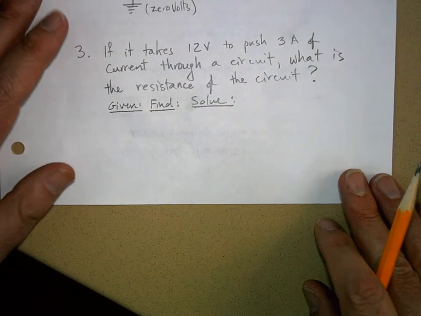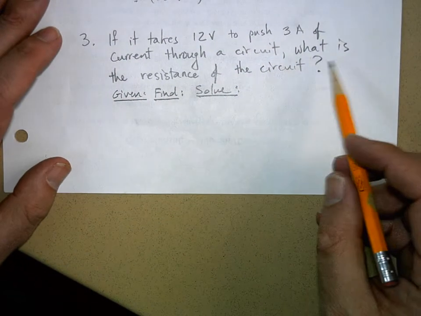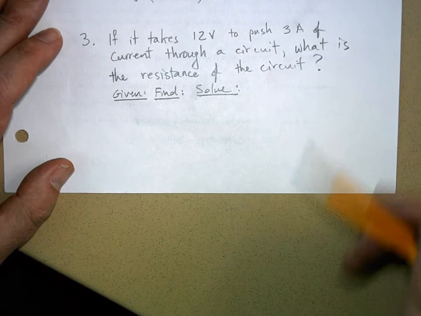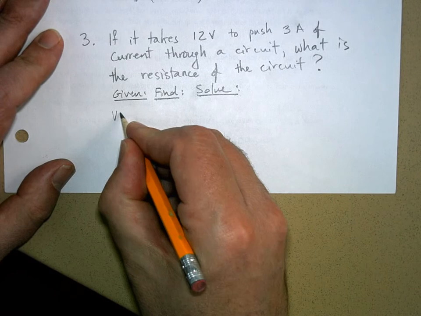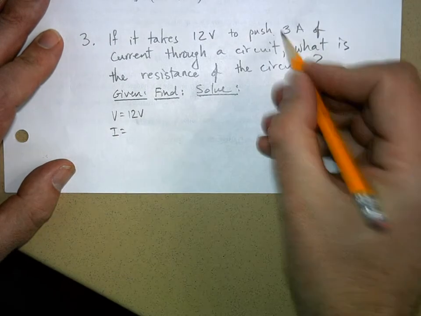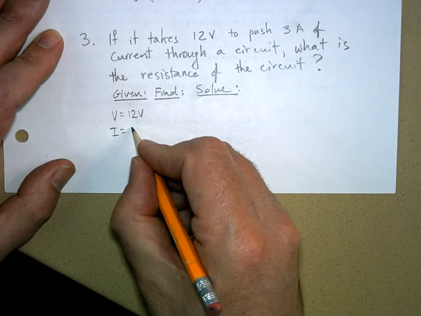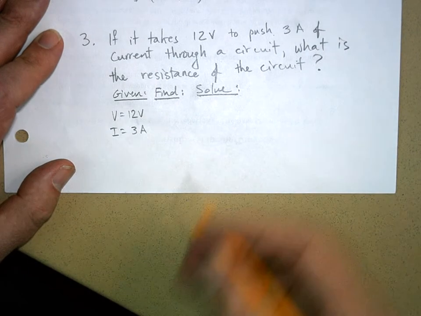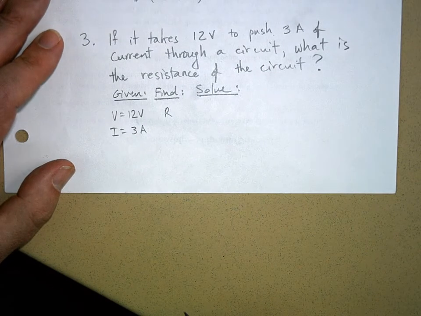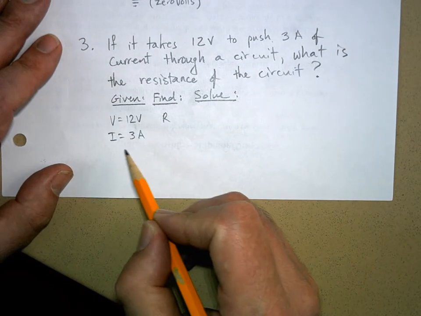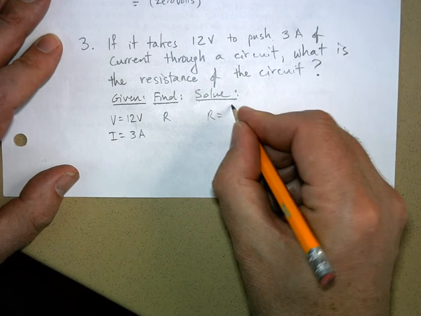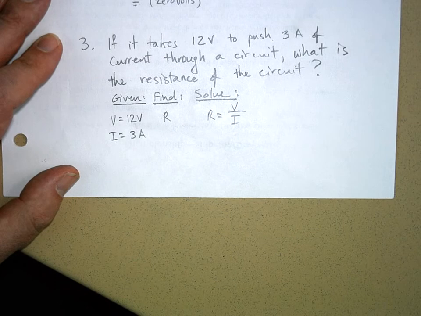Okay, you will also have a problem like this. If it takes 12 volts to push 3 amps of current through a circuit, what is the resistance of the circuit? So V equals 12 volts. Current equals 3 amps. What are we trying to find? R. We're trying to find the resistance. And I want you to show it like this. And so what is Ohm's law? R equals V over I. You should memorize that.